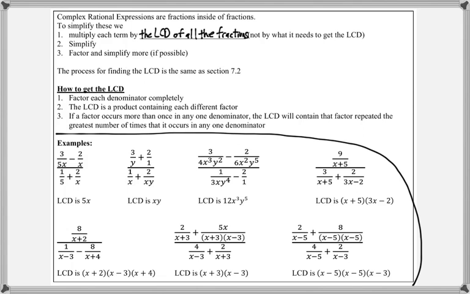So let's look at this third one here. The LCD with 4, 6, and 3 is 12. For x's, this one has 3 x's, this one has 2 x's, this one has 1 x, this one doesn't have any x's. It's the greatest number of times you see it in any one denominator, so it's going to be 3. For y's, this one has 2 y's, this one has 5 y's, this one has 4 y's, this one doesn't have any y's, so it's the greatest number of times you see it, which is 5. So definitely take a look at those.